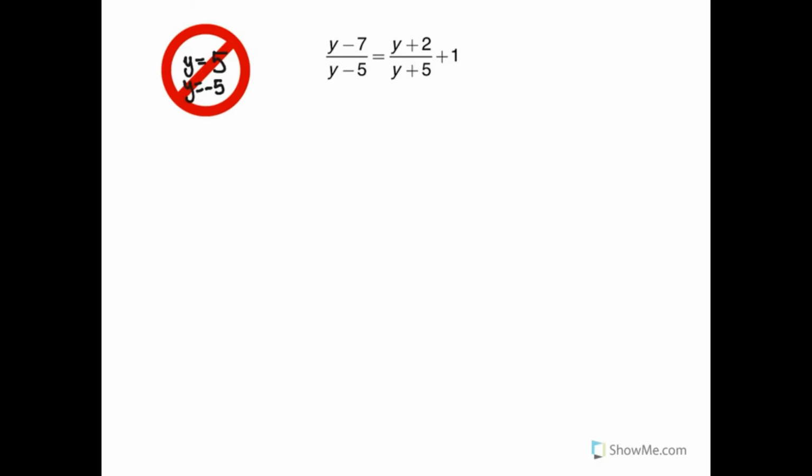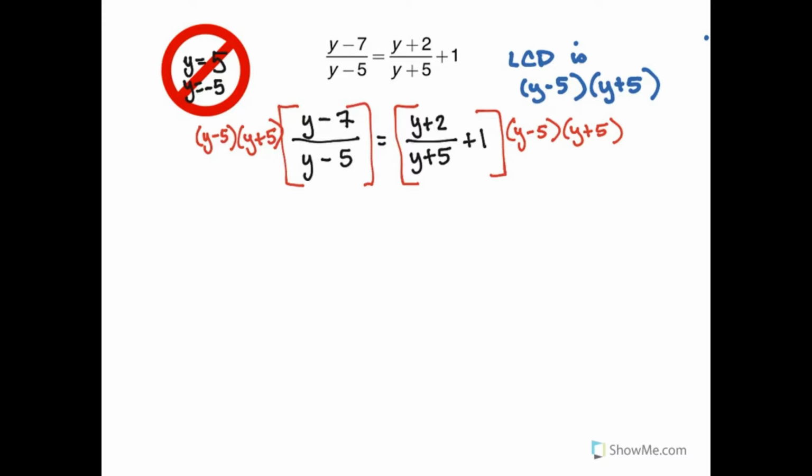Now that I've found those, I need to find the lowest common denominator. The denominators are y minus 5 and y plus 5 and 1. So the lowest common denominator is y minus 5 times y plus 5. Alright, well now we'll multiply both sides by the LCD. When I multiply on the left, I can see that the y minus 5 is going to cancel the y minus 5 in the denominator. And what's left is going to be y plus 5 times y minus 7.